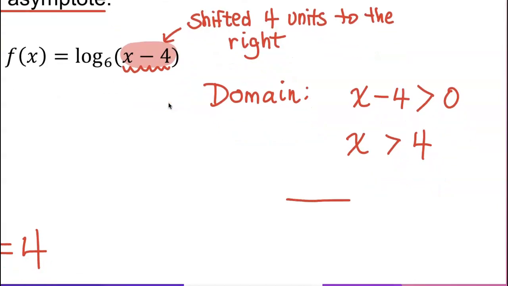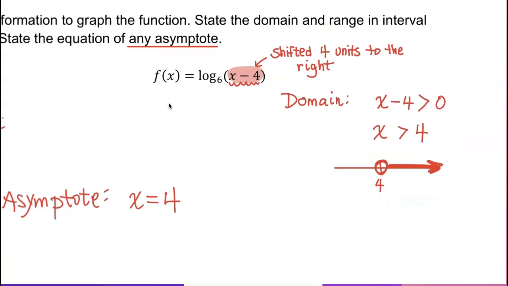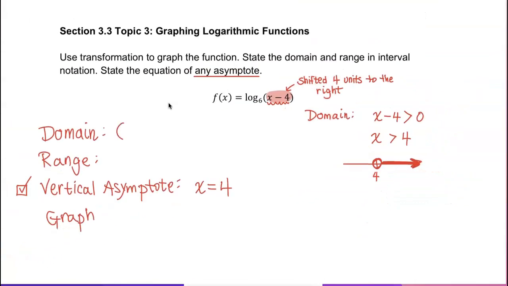And what does that look like in interval notation? We're talking about not including 4, but everything greater than 4, so to the right side. So in interval notation, that will be from 4 to positive infinity, because you keep on going to the right. So we found the domain. Now, the range of any log function is always going to be negative infinity to positive infinity.